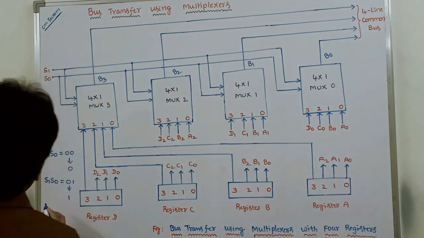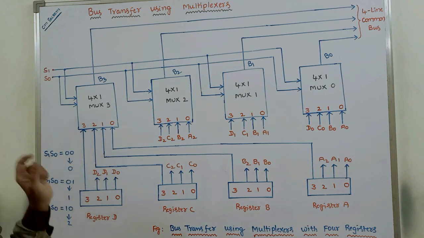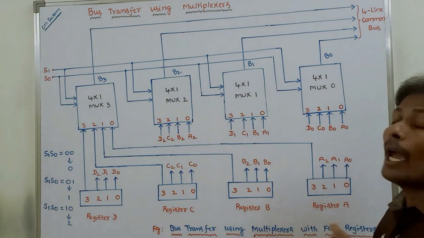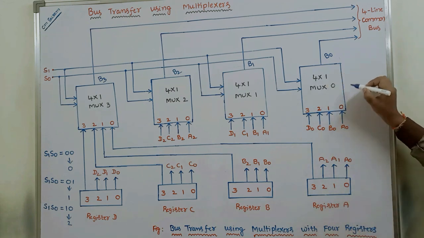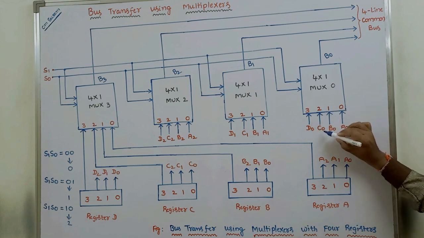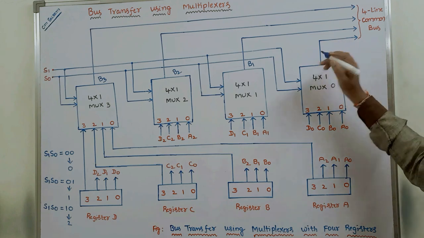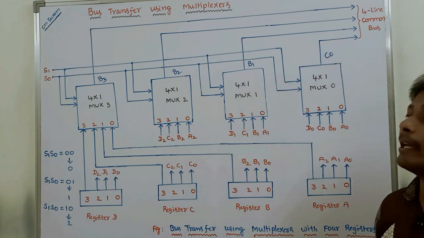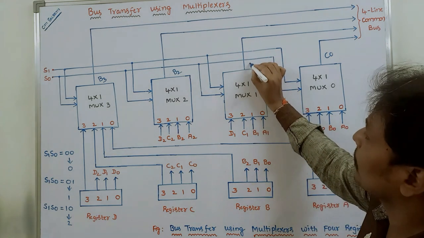Next one, S1, S0 is equal to 10. What is the decimal equivalent value? That is 2. In each and every multiplexer, we have to select the second data input. Here in multiplexer 0, we have to select the second data input, that is the C0. C0 is connected to the output line. Here we have to select the second data input, that is the C1. C1 is connected to the output line.